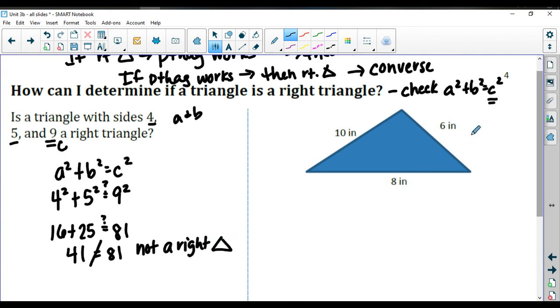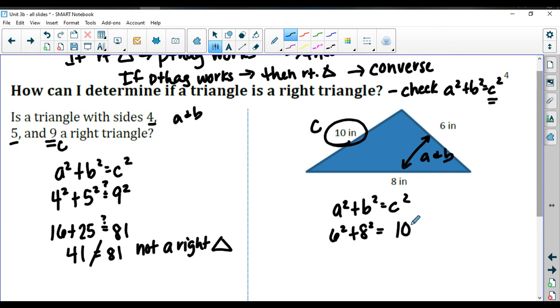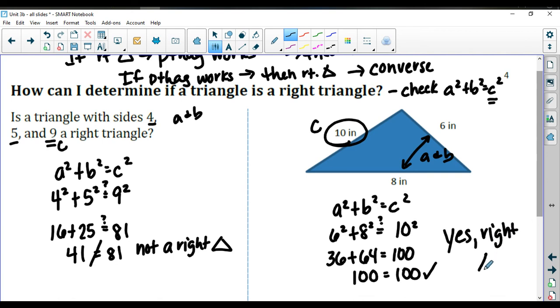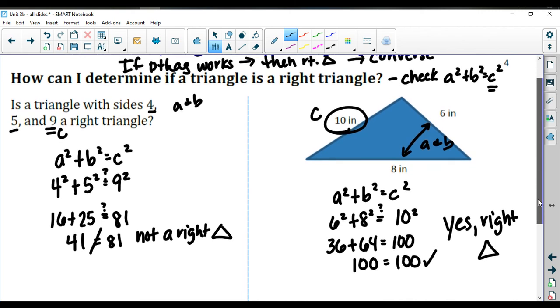Take a look at this one over here. You might notice that this is a multiple of a Pythagorean triple, but we're going to go ahead and verify it anyway. My longest side here is 10. That's going to be c. These other two are just going to be a and b. So I'm going to plug in a squared plus b squared equals c squared. I'll just do 6 squared plus 8 squared equals 10 squared, question mark. 36 plus 64 equals 100. 100 equals 100, and that is true. So yes, this is a right triangle. If the Pythagorean theorem actually works with the numbers, you do in fact have a right triangle.